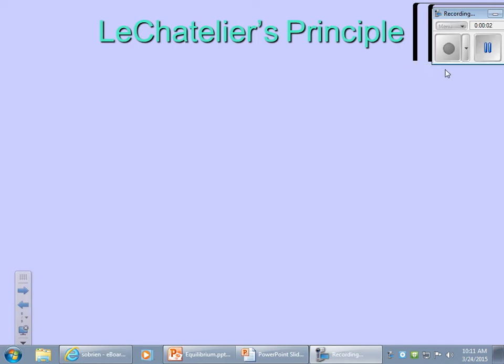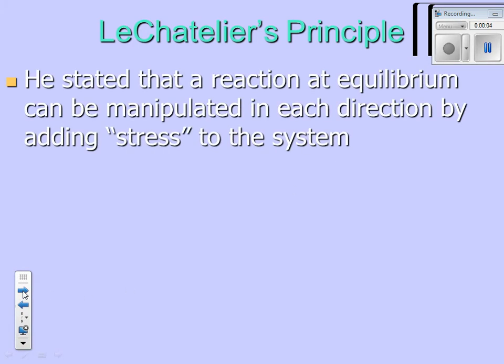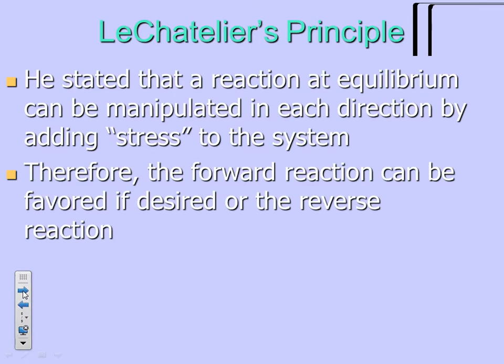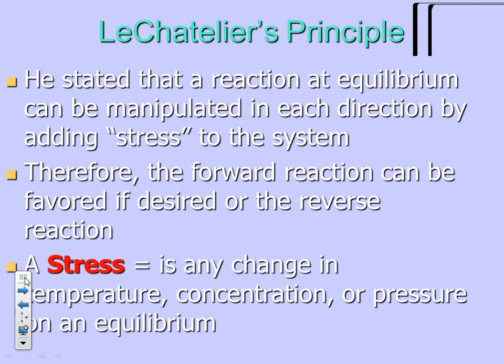In this video, we're going to look at Le Chatelier's principle. Sometimes we have a reaction at equilibrium, and we don't want the reaction to keep going back and forth in the forward and reverse reaction. In this case, we could add a stress to make the reaction move just in the forward direction or just in the reverse direction. So if we would like, we could favor the forward direction if we add a certain stress, or the reverse reaction.